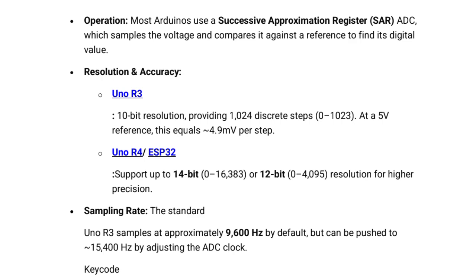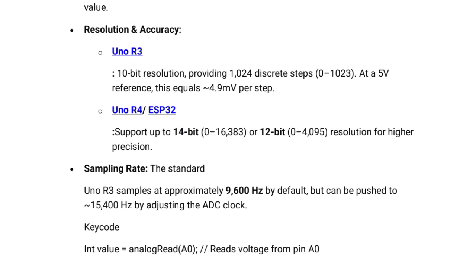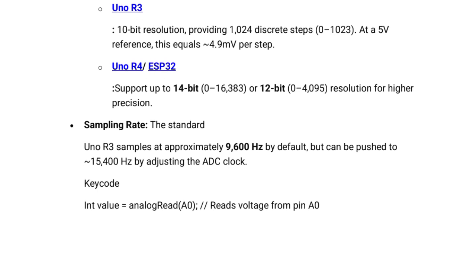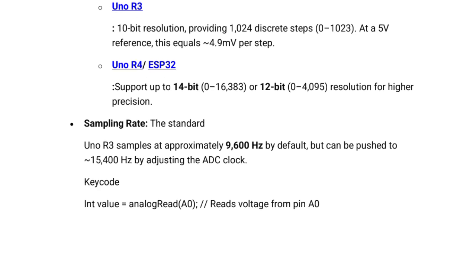Now see the resolution and accuracy. For the UNO R3 we have 10-bit resolution, which gives 1024 discrete steps with a 5 V reference level. Similarly, the UNO R4 supports 14-bit and 12-bit resolution. The sampling rate we are using here is 9600 Hz.